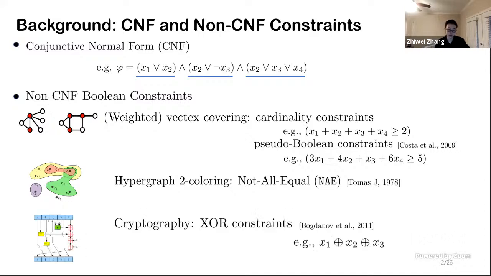While in cryptography, XOR constraints play important roles for composing protocols like SHA-1. And I'm sure that you can list other applications to demonstrate the importance of non-CNF Boolean constraints. So what have people done for handling non-CNF constraints?